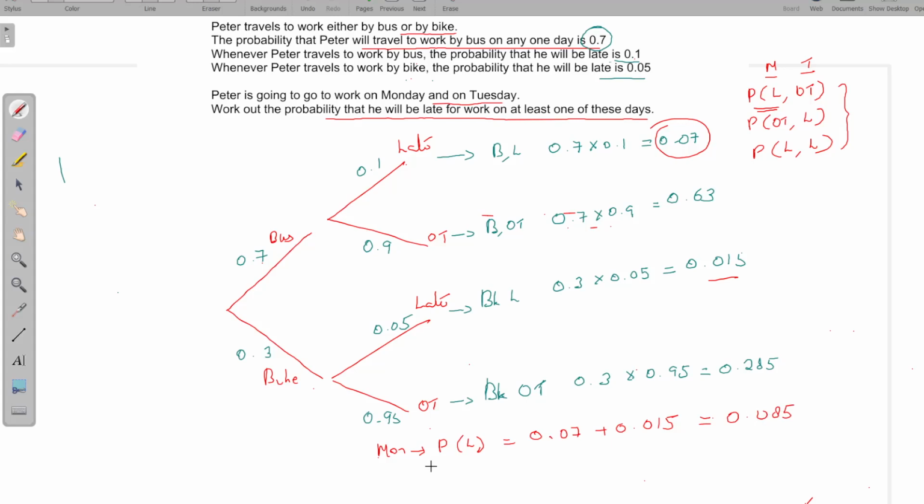But he could actually be late on Monday. This is just Monday. On Tuesday, the probability of being late is the same as well. Right? What about the probability of being not late? We need to do the probability of late and on time, right? So the probability of on time would be this branch 0.63 and 0.0285. That will be 0.915.